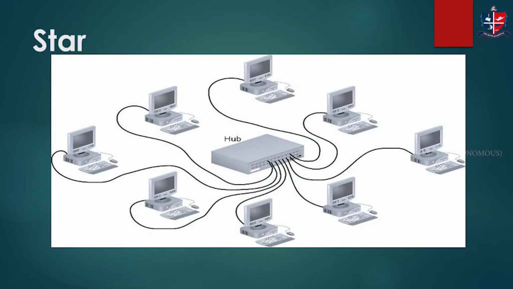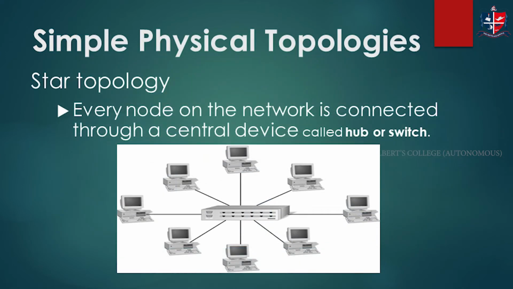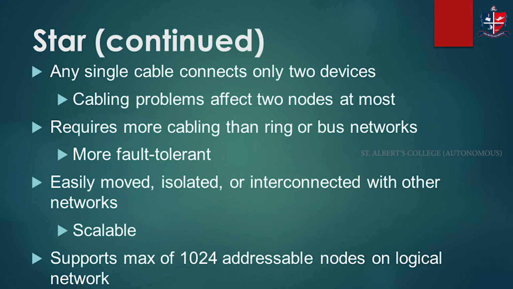Next topology is star topology. In star topology, there is a main hub. The figure demonstrates the star topology. Here, every node on the network is connected through a central device called a hub. This is the hub in this picture. Each node is connected to the central device called the hub. In star topology, any single cable connects only two devices.